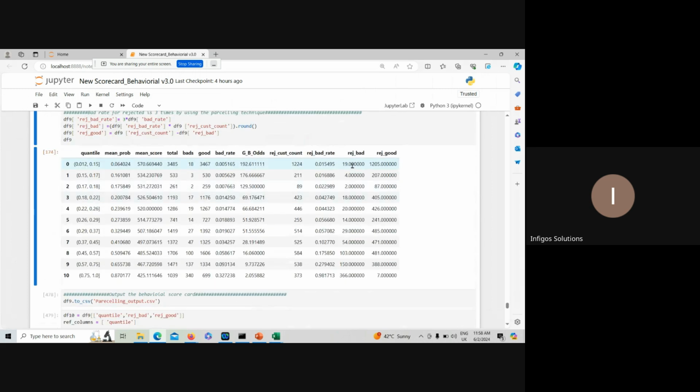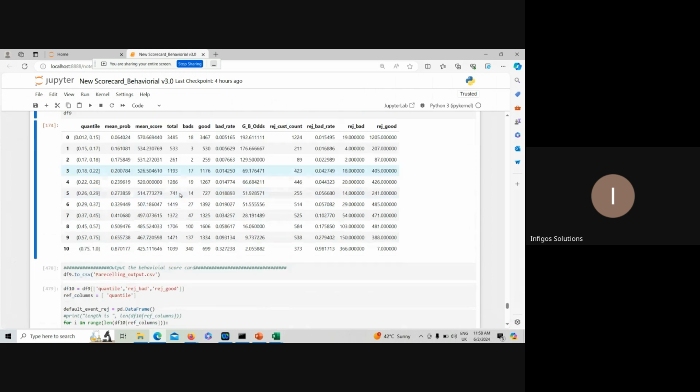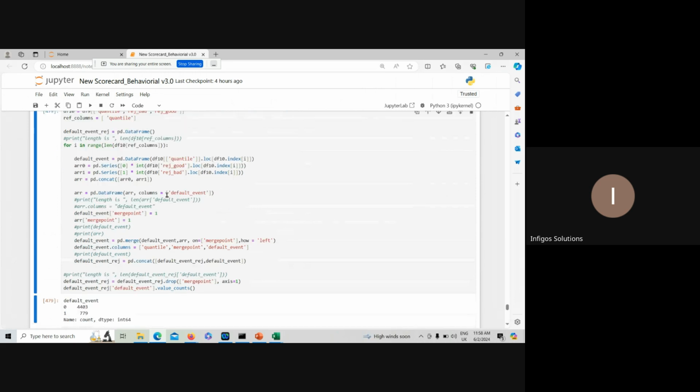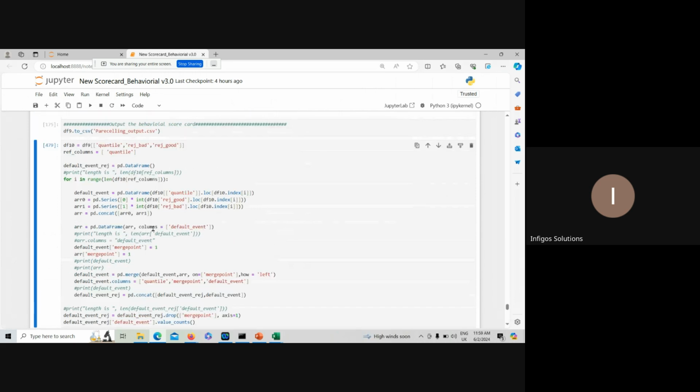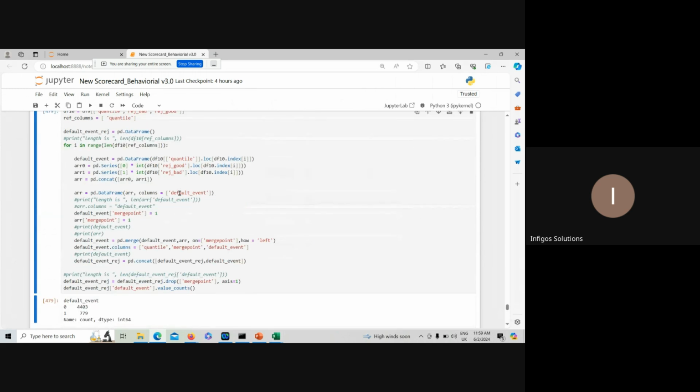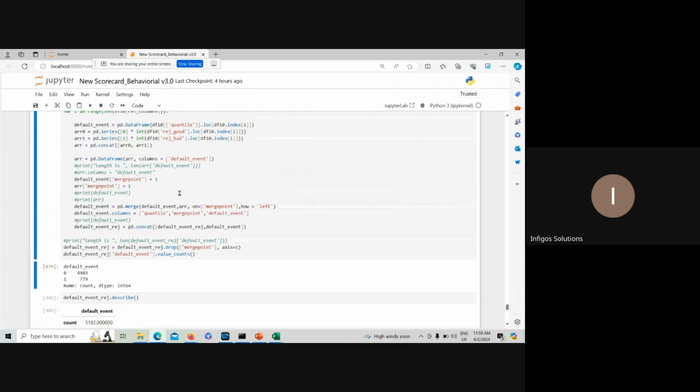So once these inferred bads are there, you want to merge them with the total data. For that, I have written this. This particular output is in the parceling. Here, this code will do merge of rejected with the accepted one. This code. And we'll see what is the status afterwards.